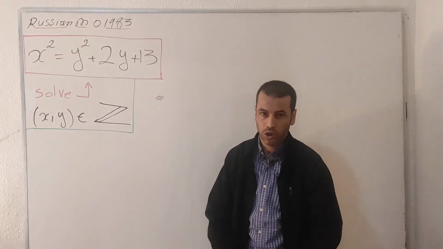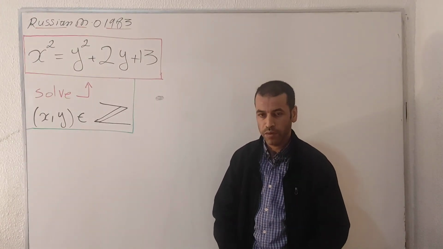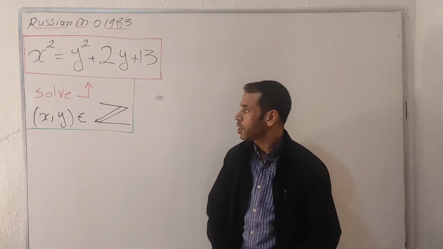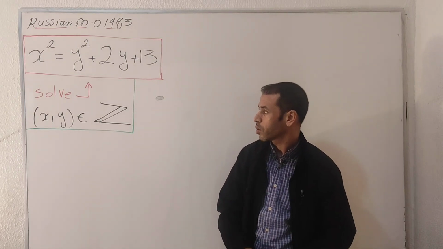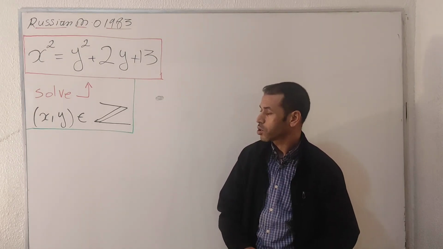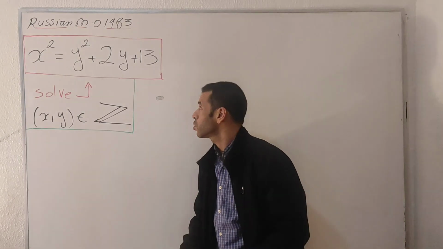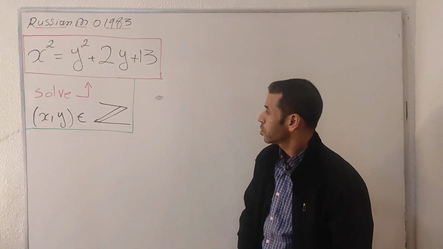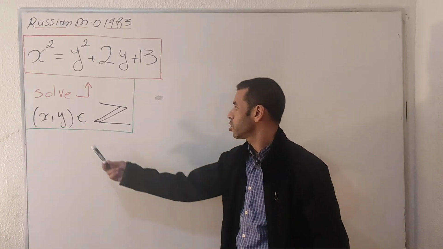Today's video, I would like to introduce a very nice problem of Russian Mathematical Olympiad edition 1983. Our goal, we are going to solve the following equation. We have x squared equals y squared plus 2 times y plus 13. So we are going to solve this equation in integer numbers.